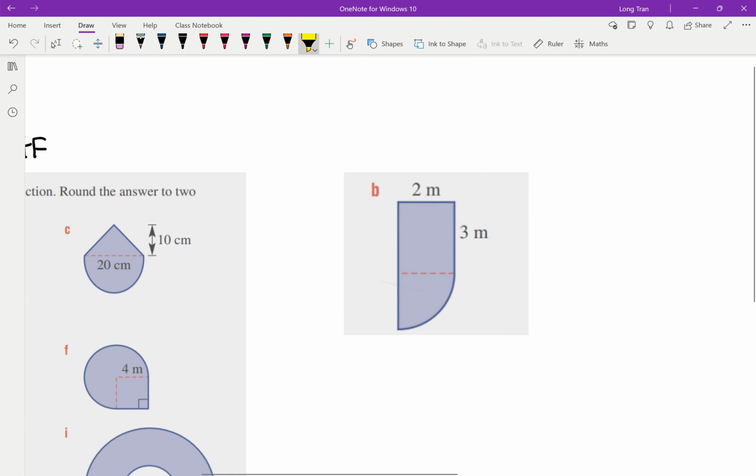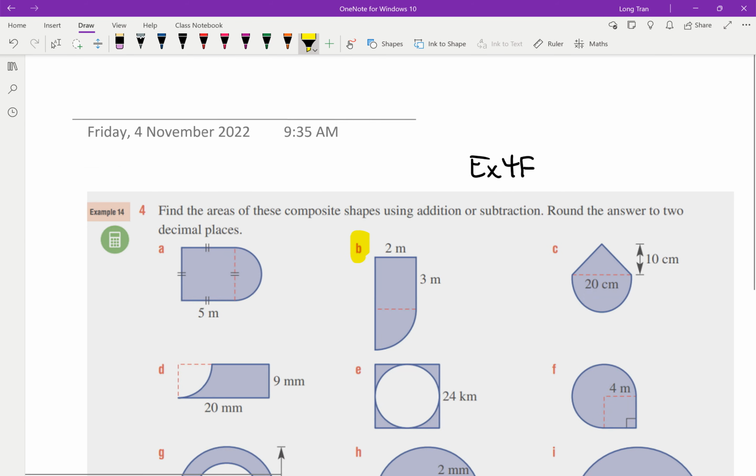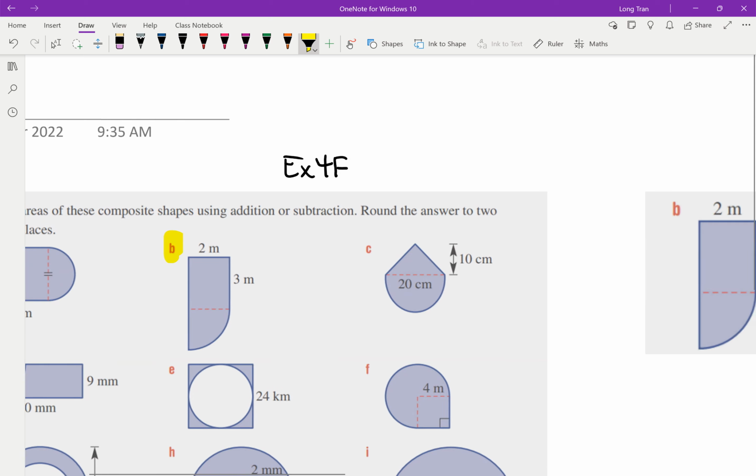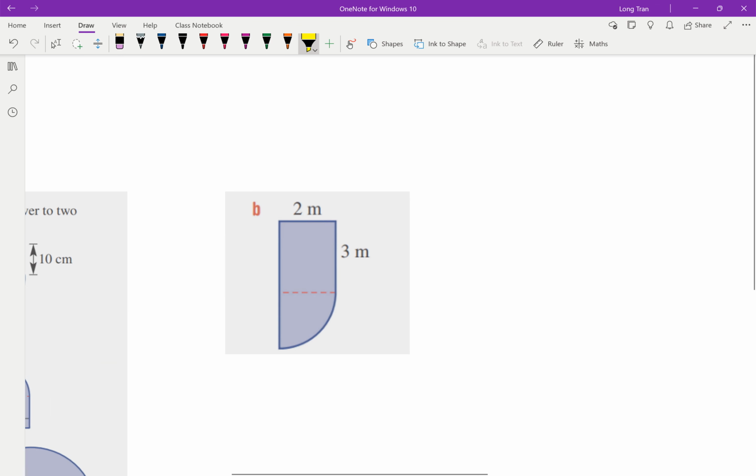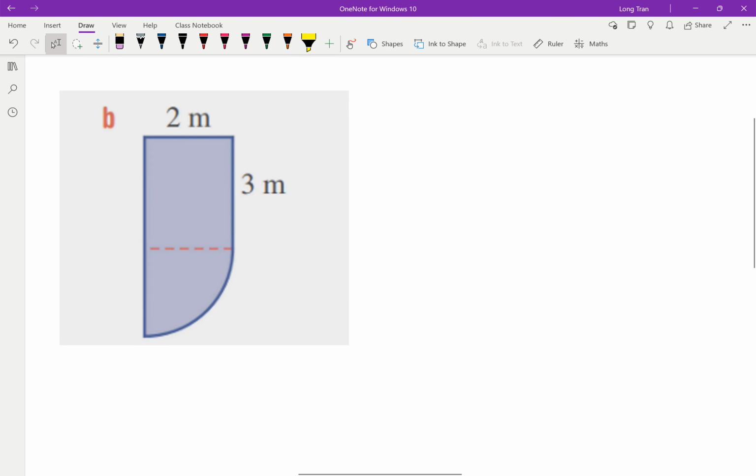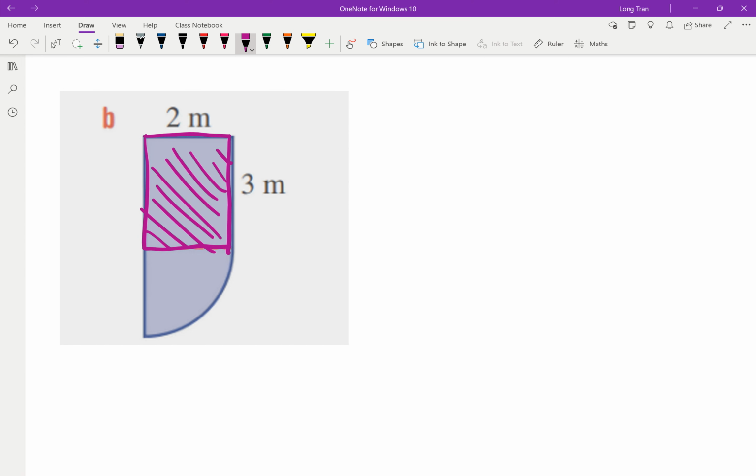We are trying to find the areas of the composite shapes, rounding the answer to 2 decimal places. All right, so let's have a look at this. First thing is you need to be able to break them up into the basic shapes that you can see. Now what I can see here is I've got 2 for this length and then I've got 3. So already I can see this is a rectangular shape. So this here is a rectangle, which I know how to find the area of.